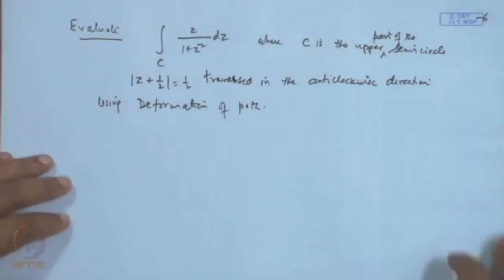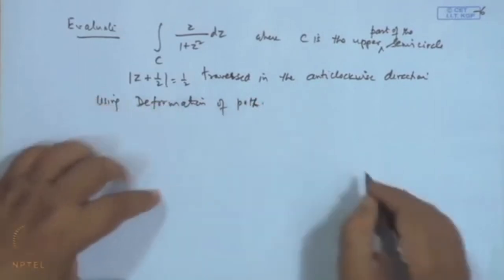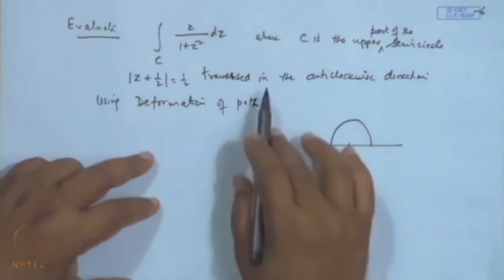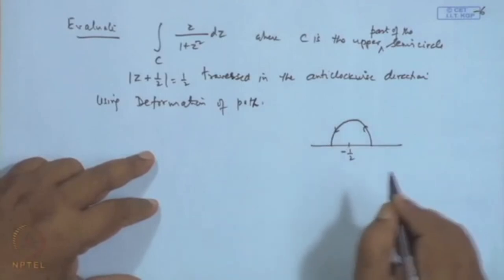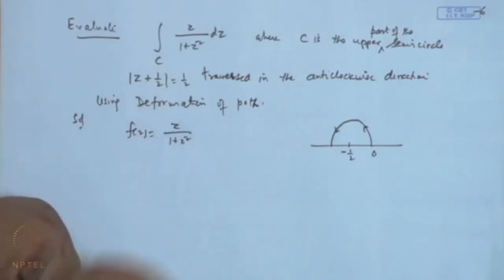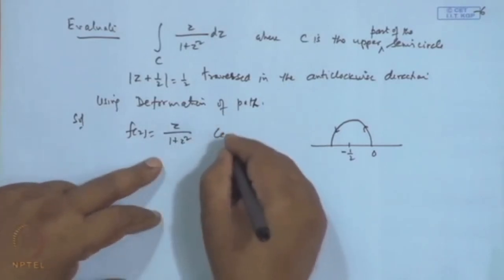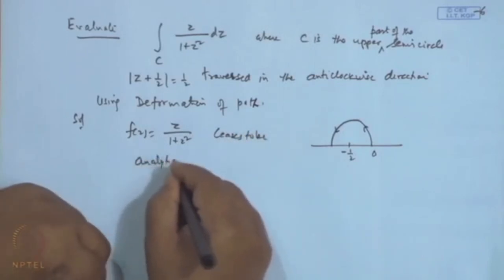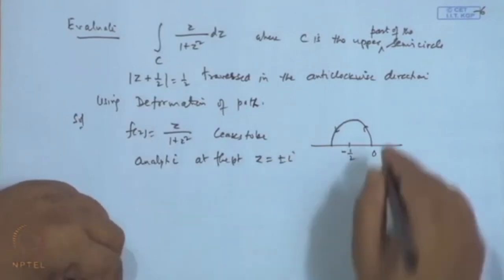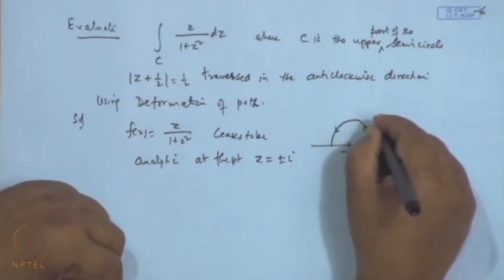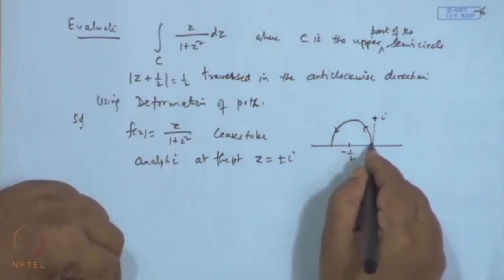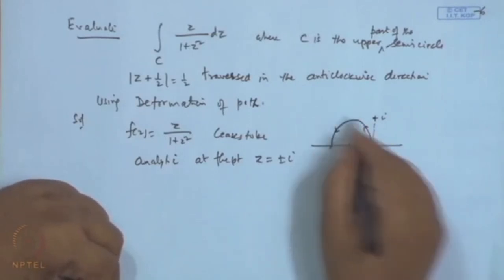Deformation of the path. Now, if we look at this circle, the circle is basically centered at minus half with a radius half, so it will be this path. And it is traversed in the anticlockwise direction, so we are moving in this direction. Clear? Now this is our zero. The function f(z), which is z over 1 plus z square, ceases to be analytic, that is, its derivatives do not exist, at the point where the denominator is 0, z equal to plus minus i. Plus i is somewhere lying here, and this is minus i. So, it does not fall at any point on this circle, on the path of integration.